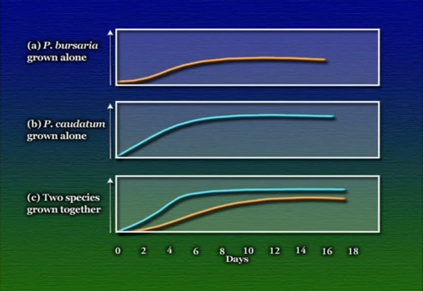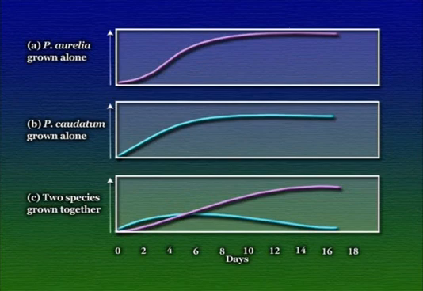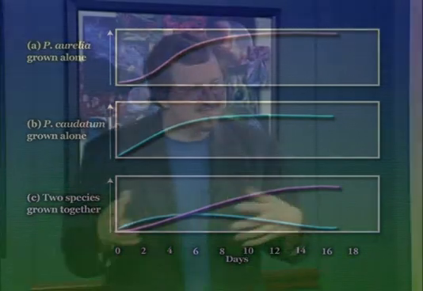This result presented Gauss with a serious puzzle. Why is it that Paramecium caudatum and Paramecium bursaria could coexist, whereas Paramecium caudatum and Paramecium aurelia couldn't coexist? Well, the answer to this puzzle came from when Gauss looked at where he found these different species in the test tube. Now, after the population sizes of caudatum and bursaria had stabilized at their respective maxima, Gauss found that the majority of the caudatum were in the upper half of the test tube, whereas the majority of the bursaria were in the lower half of the test tube.